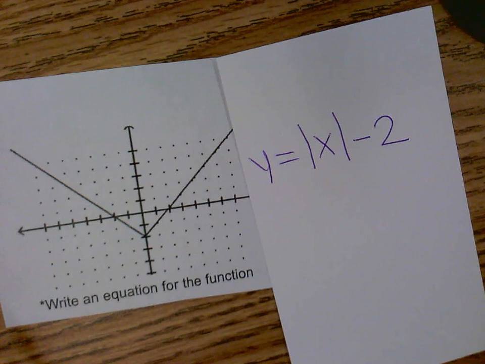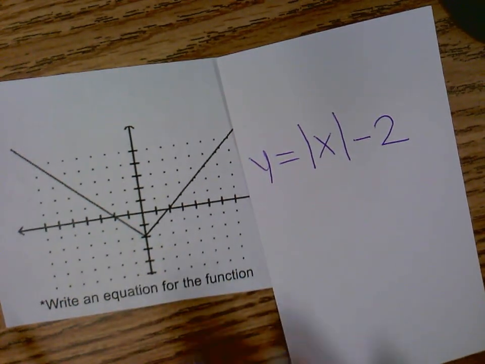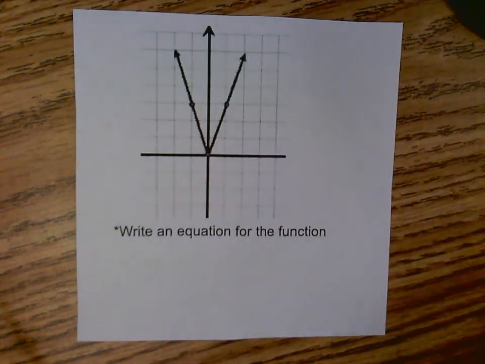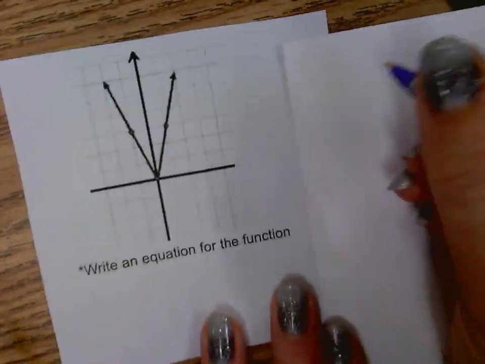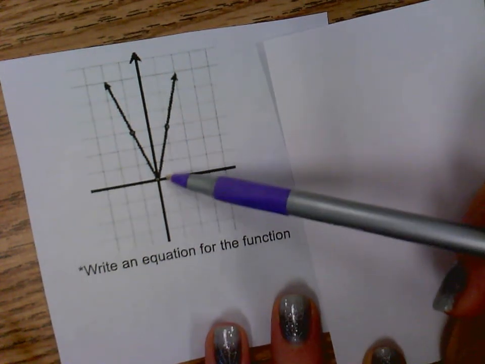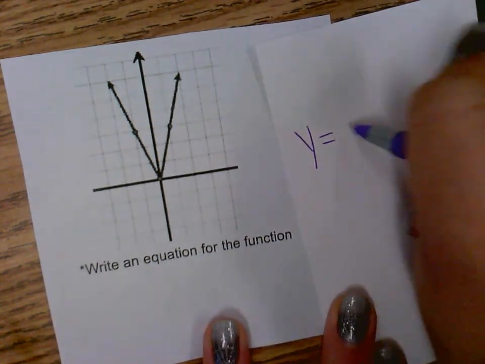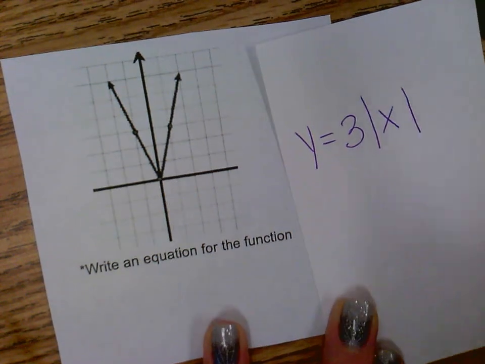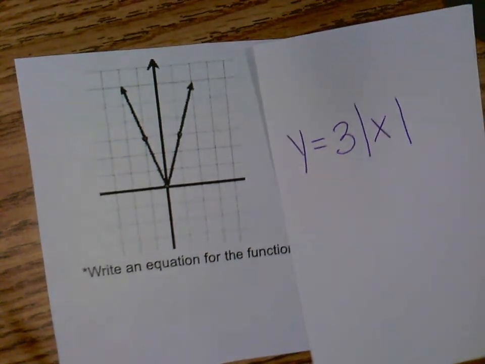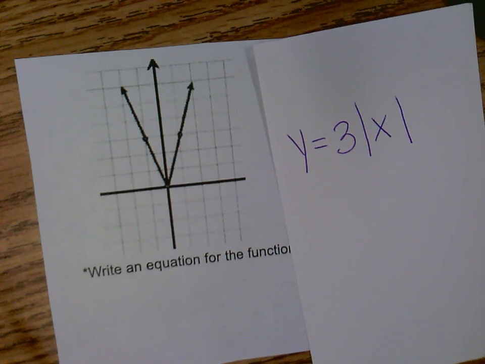So my next one after this, can I move this one? Yeah? Next one is going to be the stretch. I'm stretching it taller than it started as. I'll put these up here for later in case you got behind. This is a stretch. Where does the stretch go? It goes in front of the function. How much is it being stretched? Times 3. So y equals 3 times the absolute value of x. Goes in front of the function. Times 3 means the slope is now 3.